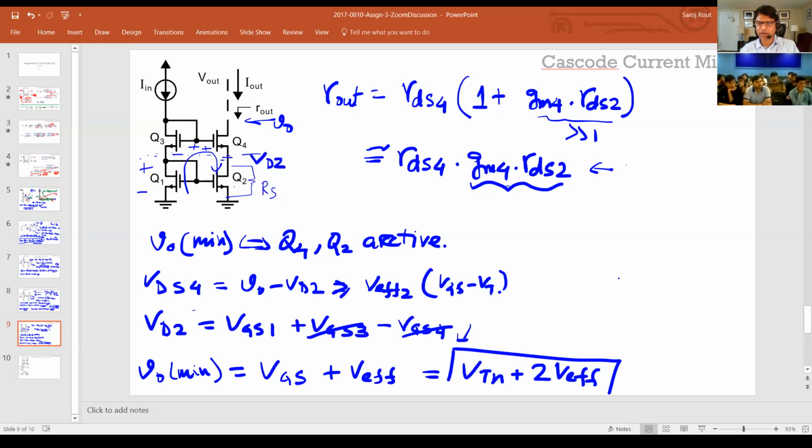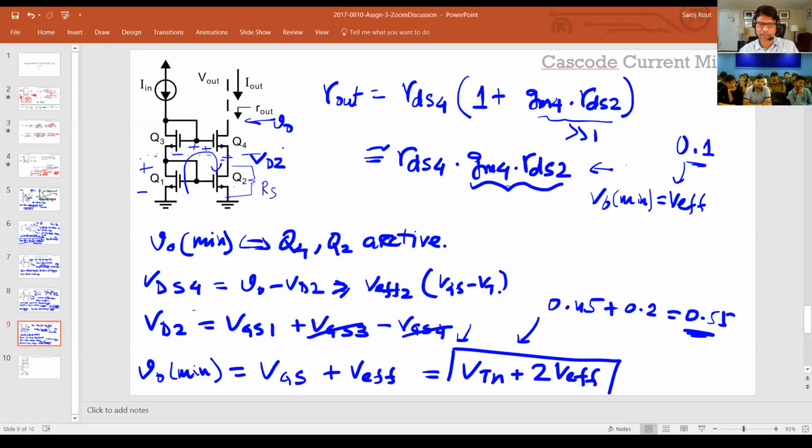So in the simple current mirror, all we wanted was V out minimum to be just V effective, right? So let's say, for example, we calculated this to be some 0.1 volts. All we need is 0.1 volts. In this case, for example, if VT is 0.45, you need 0.45 plus 0.2 volts, which is 0.55, which is a large voltage. So it takes a lot of headroom doing this. So a lot of times, unless you have a lot of headroom, you'll use this because it's just simpler to bias. But a lot of times we will actually not use this structure because of this very reason. Although it gives you a higher output impedance, it takes away your voltage swing.